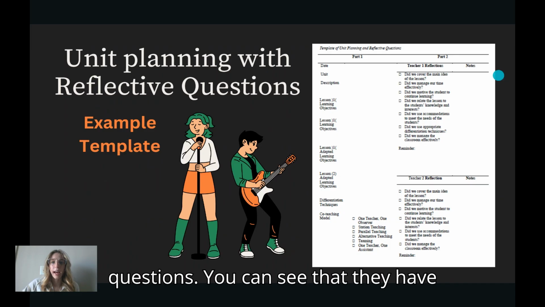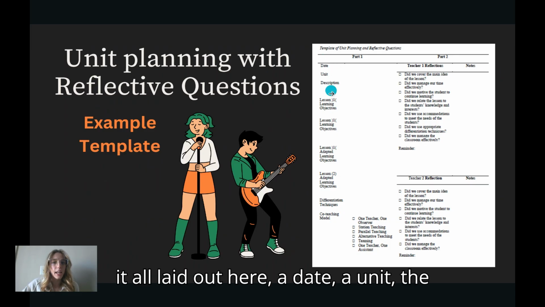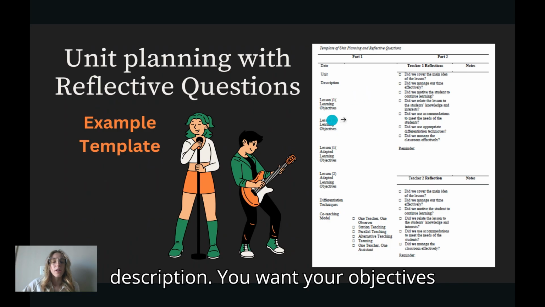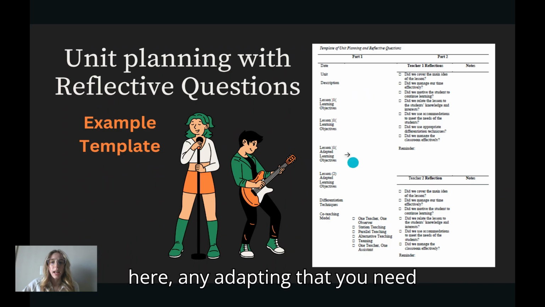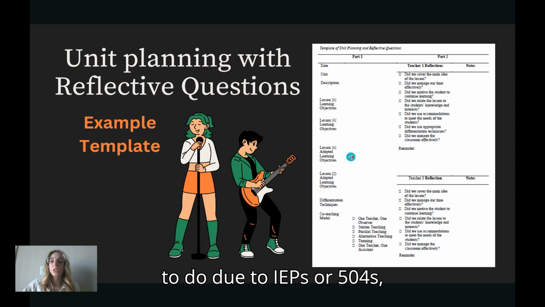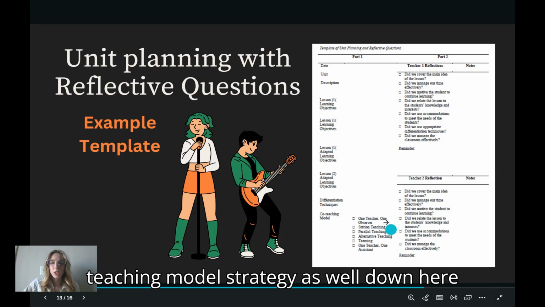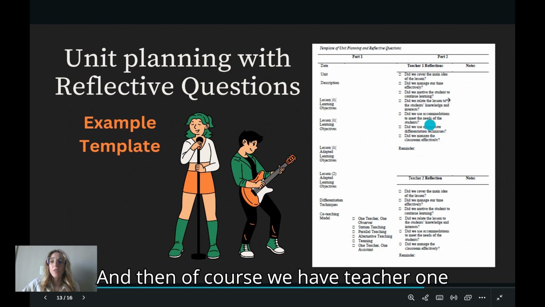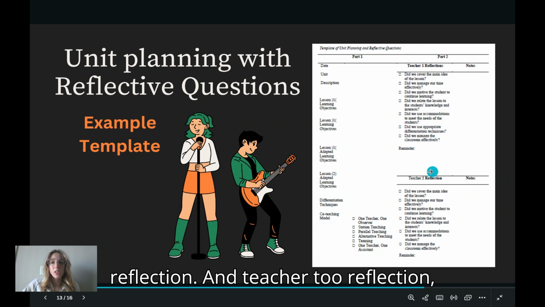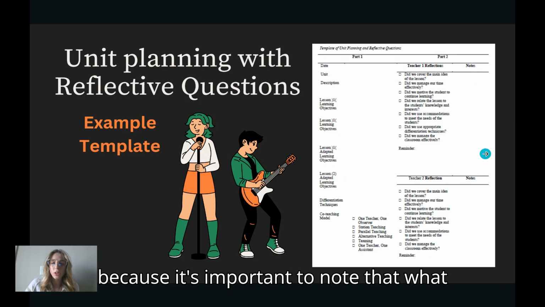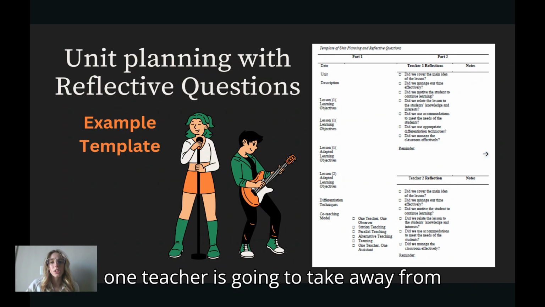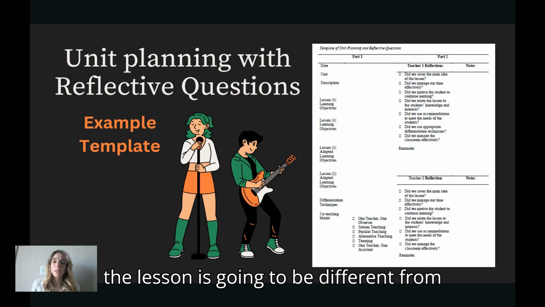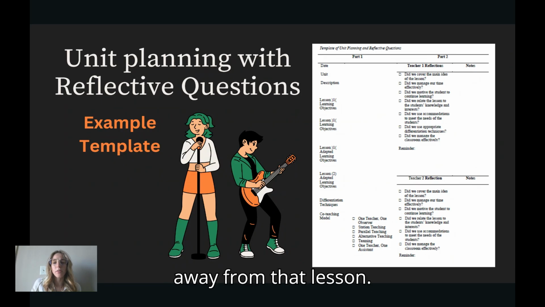You can see that they have it all laid out here: a date, a unit, the description. You want your objectives here, any adapting that you need to do due to IEPs or 504s, differentiation, and then a co-teaching model strategy down here for you to check off those boxes. And then, of course, we have teacher 1 reflection and teacher 2 reflection, because it's important to note that what one teacher is going to take away from the lesson is going to be different from what another teacher is going to take away from that lesson.